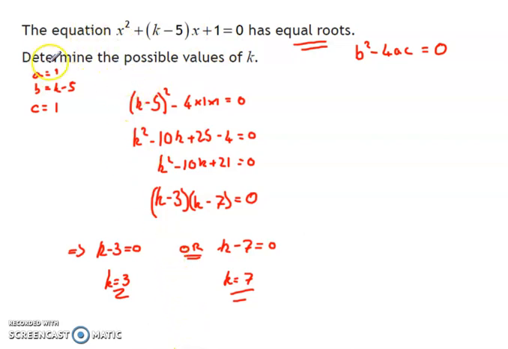Quick point, here it says determine the possible values. It uses a plural for values. That tends to mean you're going to get more than one solution for it. So just watch out again for that little intricacy in the wording of the question.